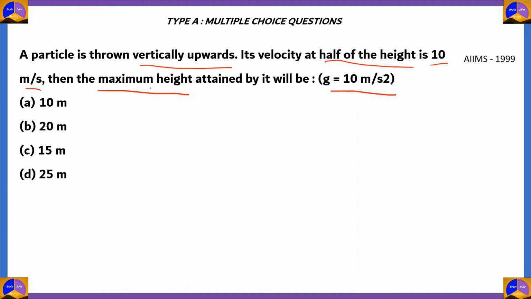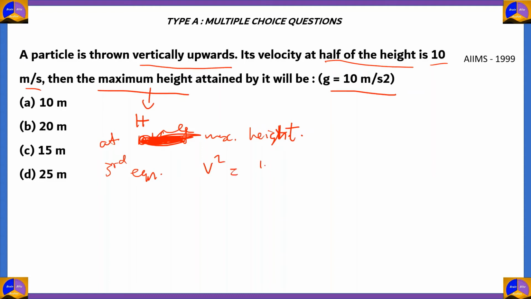So we'll consider the maximum height as capital H. And so over here, at half of maximum height, no, this is at maximum height. We use now the third equation of motion. v squared is equal to u squared minus 2gs. The reason why minus came here is because our motion is upward while the direction of g always remains downward. So therefore, v squared will be equal to u squared minus 2gs.